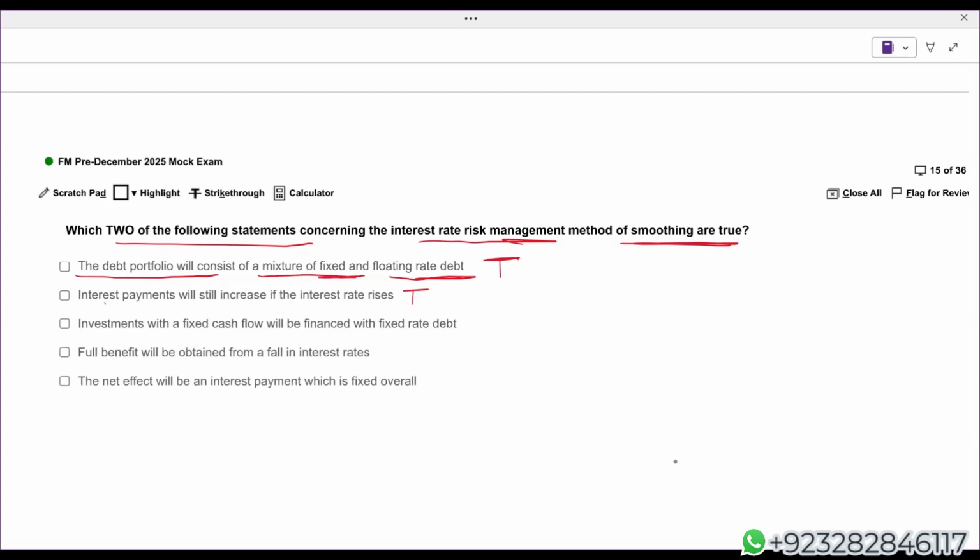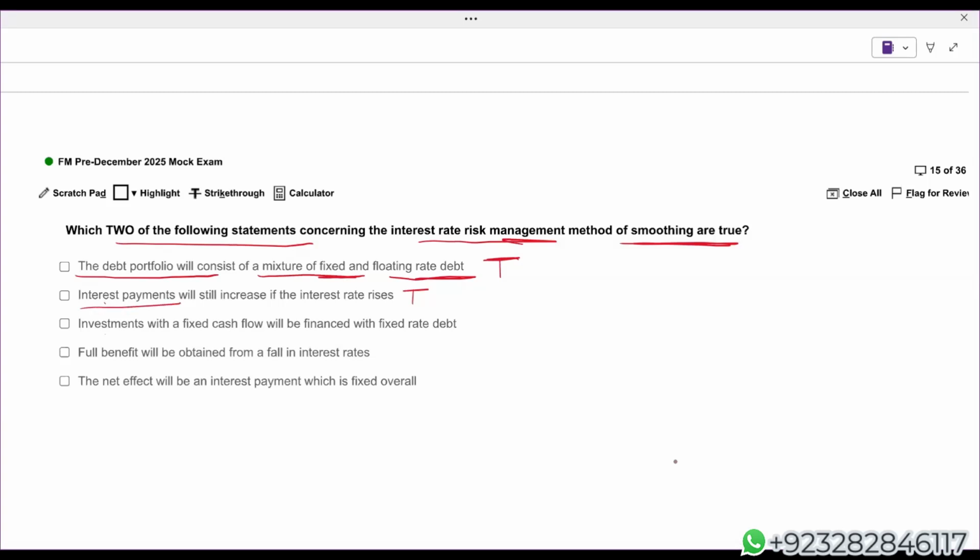Let's say some of your loan is in fixed rate. So obviously a rise in the interest rate will not affect your fixed rate debt, but a rise in the interest rate will impact your variable rate loan. So even if you are holding a portfolio of a mixture of fixed and floating rate, when the interest rate rises, logically your interest payment will rise.